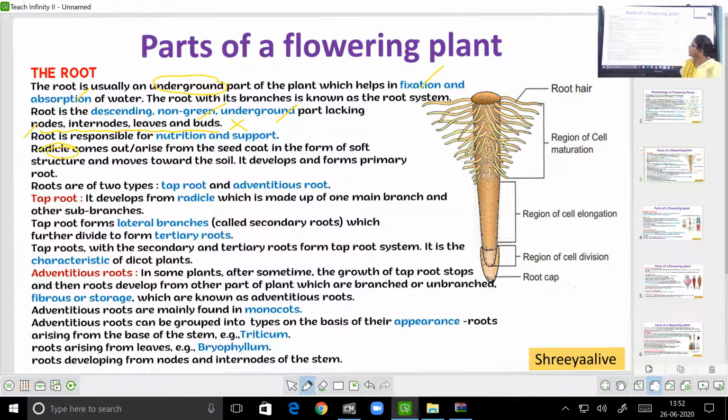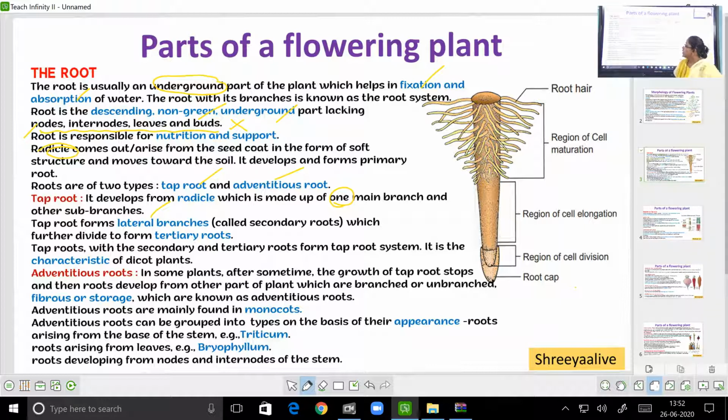Then roots are further classified into two types: one is taproot, another one is adventitious root. What is this taproot? Taproot is the one which always develops from the radicle. It is made up of only one main branch and other sub branches, which are lateral branches.